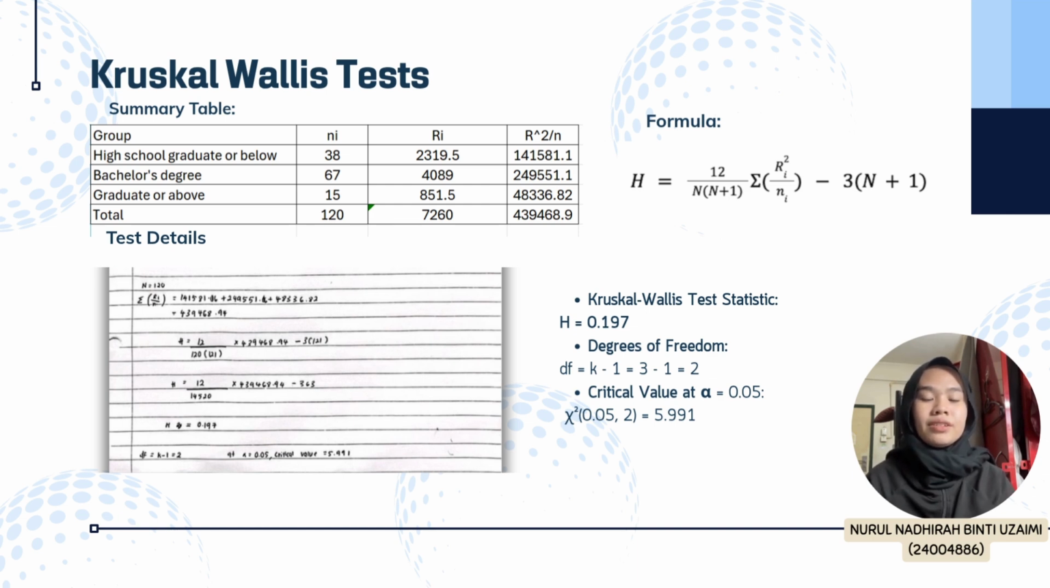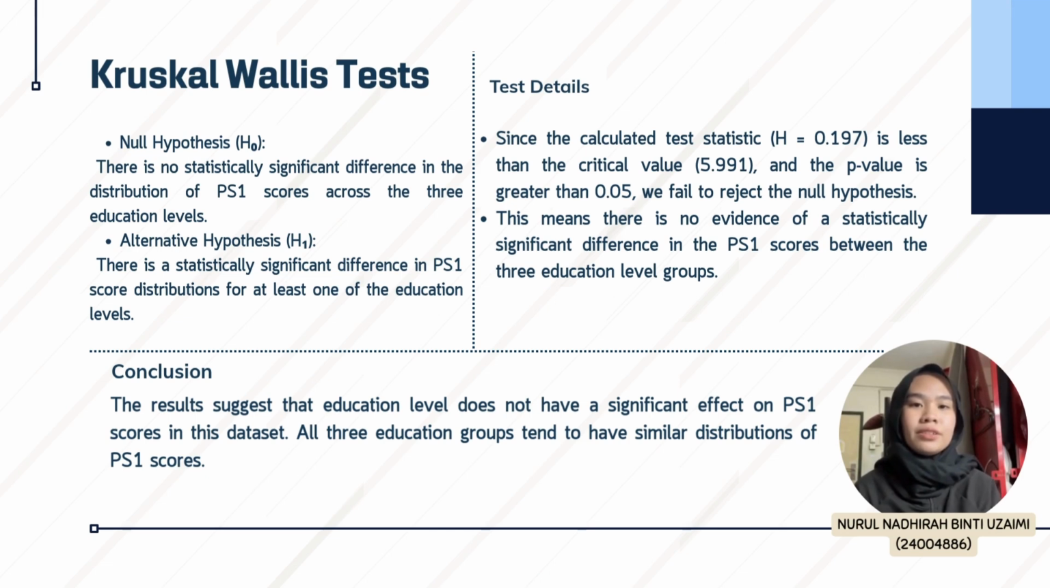The result is a test statistic of 0.197, degrees of freedom is 2, the critical value at alpha 0.05 is 5.991, and the p-value is more than 0.05. Since H is less than the critical value and p is more than 0.05, we fail to reject the null hypothesis. The analysis reveals that there is no statistically significant difference in PS1 scores among the three education levels.